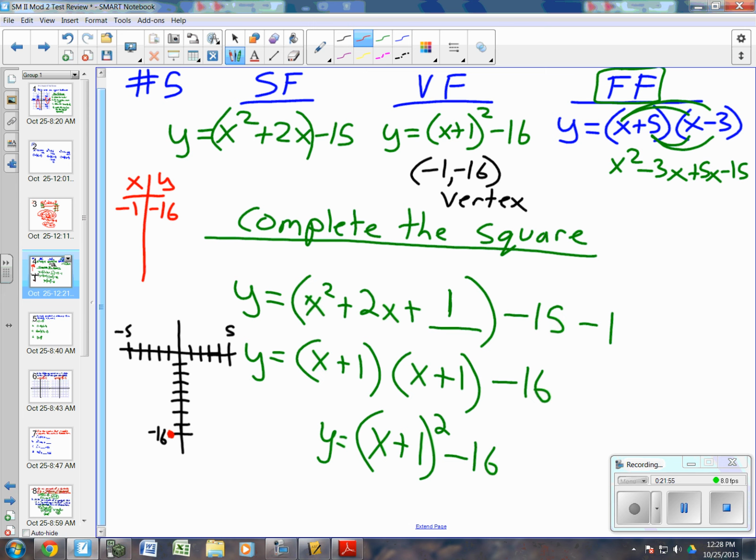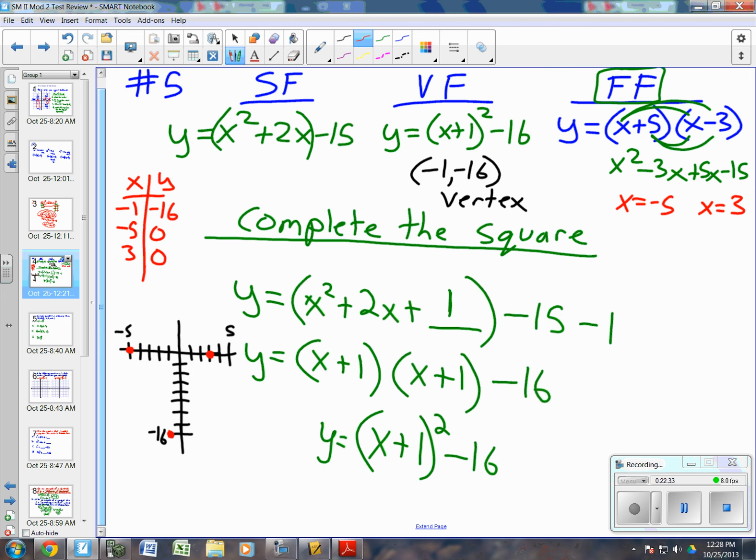I can get my x-intercepts. How can I do that, Christian? Yeah. What do I put in for x and add 5 and get 0? Negative 5. So one of my x-intercepts is negative 5, and the other one is positive 3. So I'm going to go to negative 5, comma 0, which is right here, and 3, comma 0, which is right here. And that is 2 more points. So I have negative 5, comma 0, and 3, comma 0.